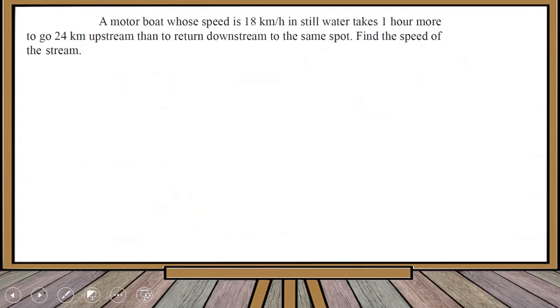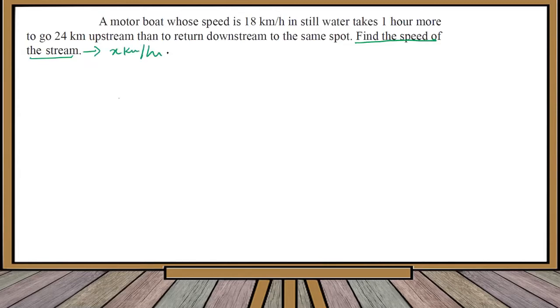Over here they say a motorboat whose speed is 18 kilometers per hour in still water takes 1 hour more to go upstream than to return downstream to the same spot. Find the speed of the stream. Now again, what is asked? The speed of the stream is asked. Let the speed of the stream be x kilometers per hour.